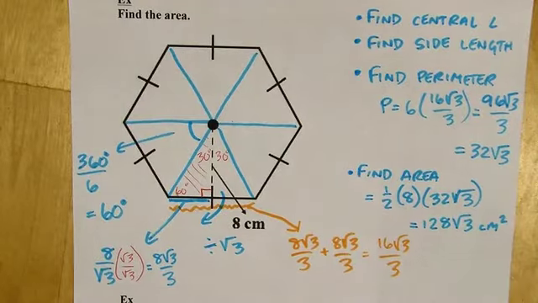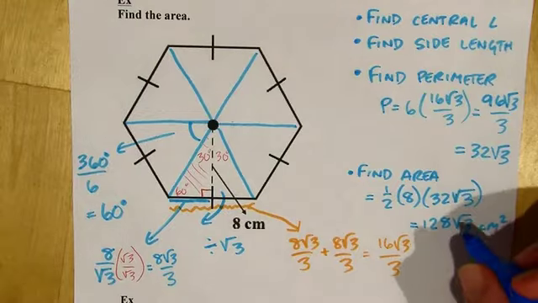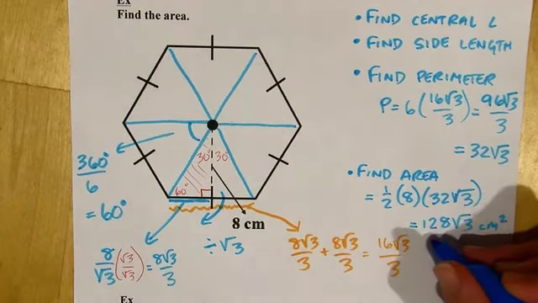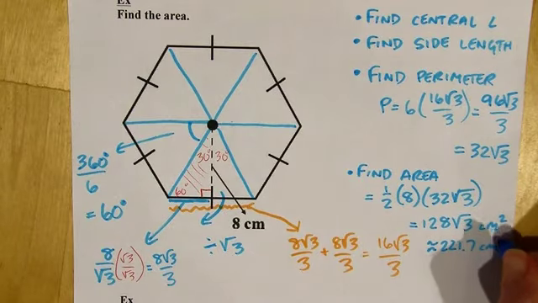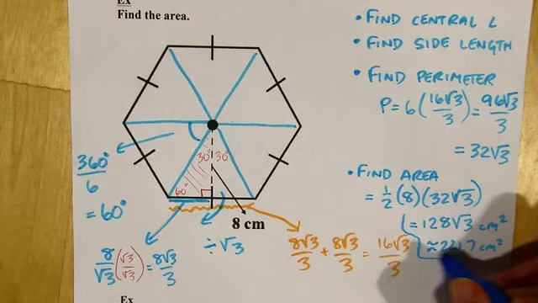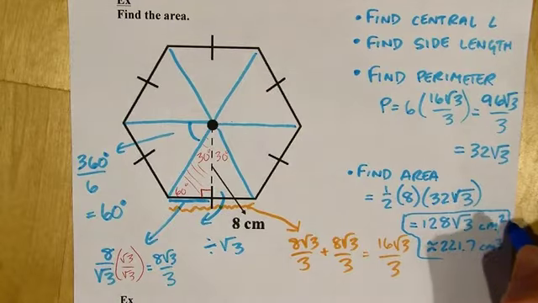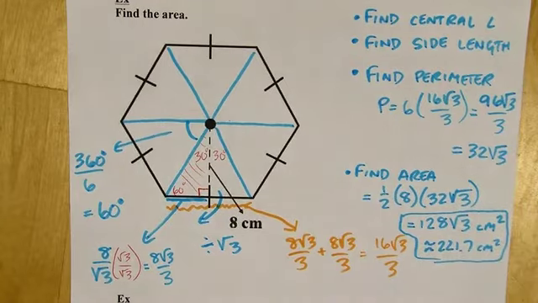You could also do a decimal approximation. So, you know, when I got to 8 over root 3, I could have made a decimal approximation there as well. And this would come out to about 221.7. Okay, so either way would be fine if you left it exact or as a decimal approximation.